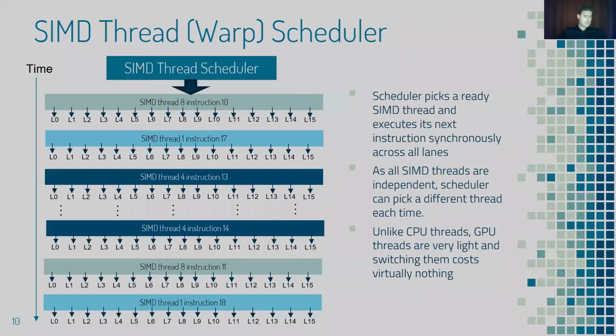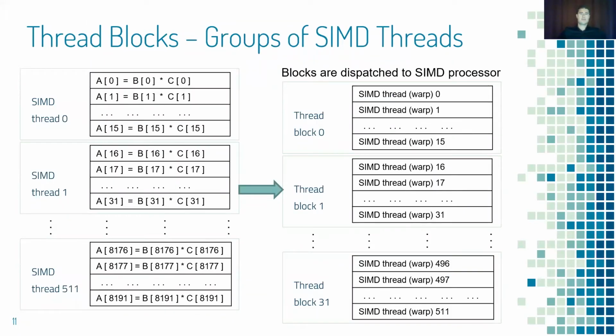So I said that the GPU processes data in warps. However, this is not how work is scheduled to the GPU. The work is actually scheduled in blocks, in thread blocks. A thread block is just a collection of SIMD threads or warps. Let's assume that a single thread block consists of 16 SIMD threads or warps. Back to our vector multiply example, where we had 8K long vectors, we will need 32 thread blocks to process that vector multiplication. Why is this important?